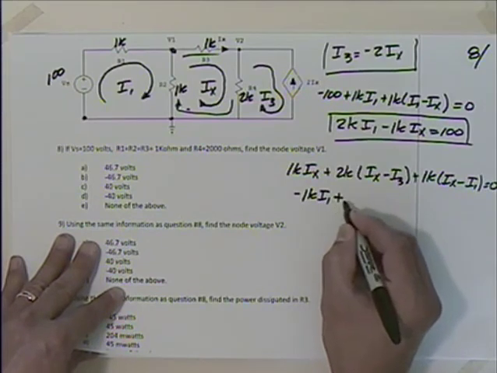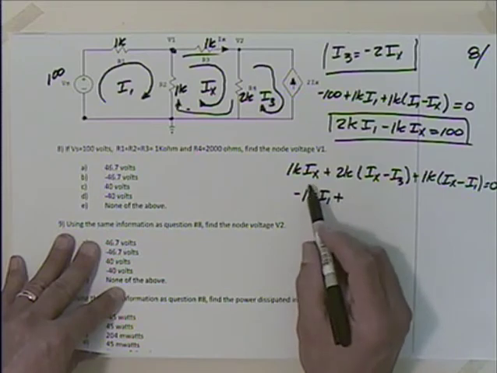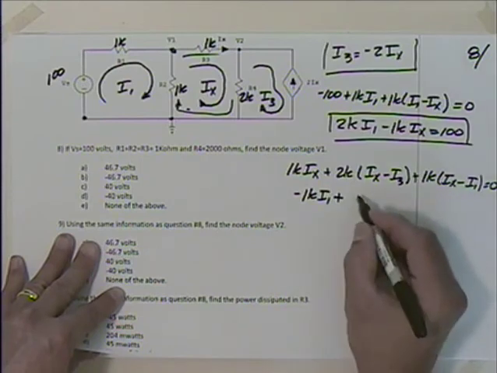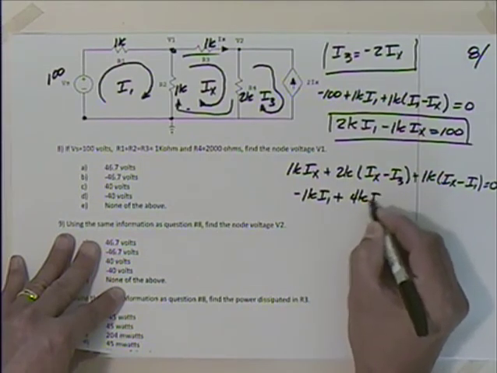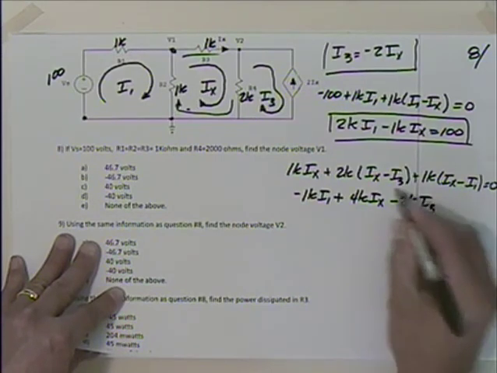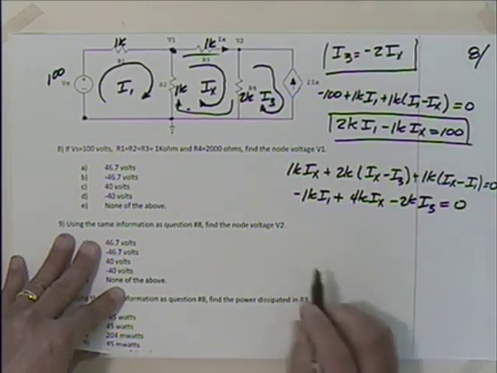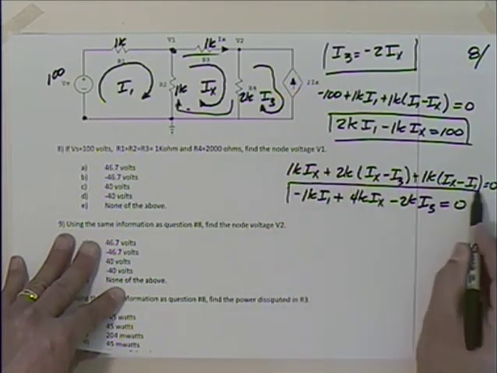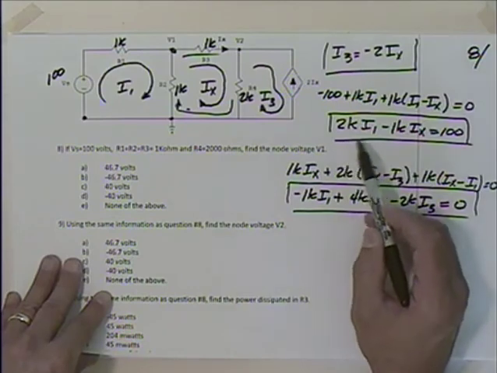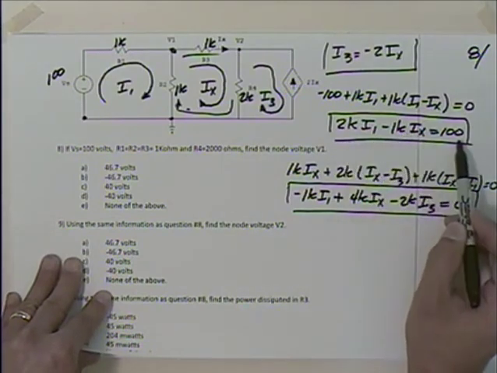plus, how many IXs do we have? 1, 3, 4. Minus 2K I3, that's how many I3s I have, is equal to 0. So again, another equation. Let me double check these. 2K I1 minus 1K IX.